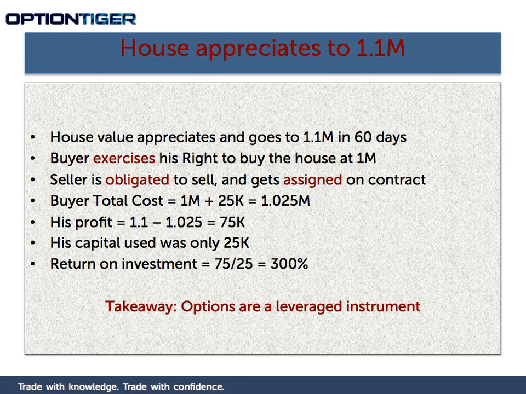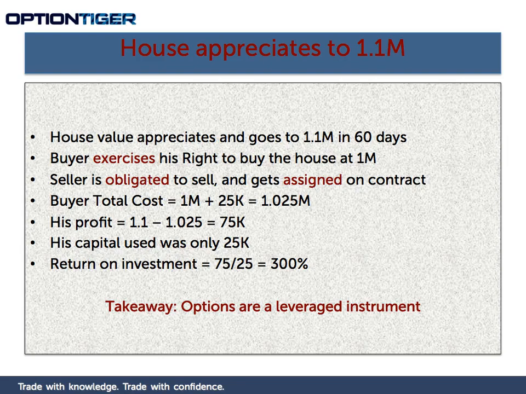Our total expense, or our total cost, was $1 million plus the $25,000 that we paid in the premium: $1,025,000. Our profit, therefore, if we could sell this option in the marketplace, is $75,000. But we used only $25,000 capital to do this transaction. So our return on the investment was $75,000 divided by $25,000, which is a 300% return.